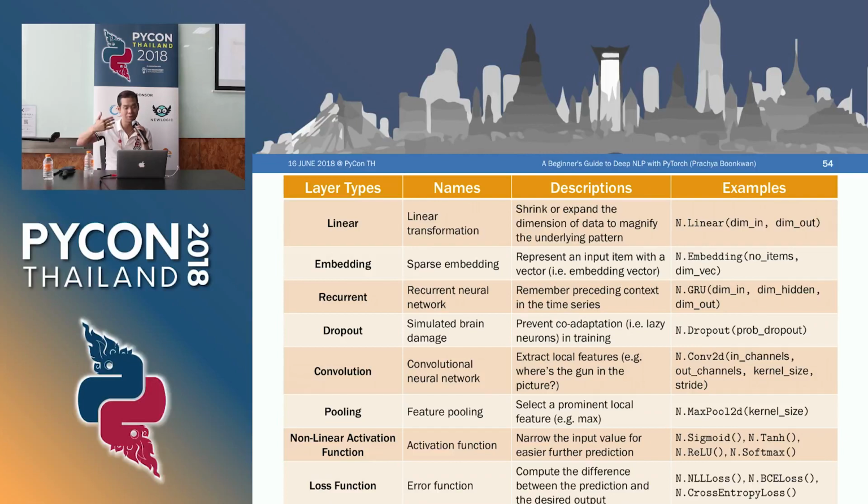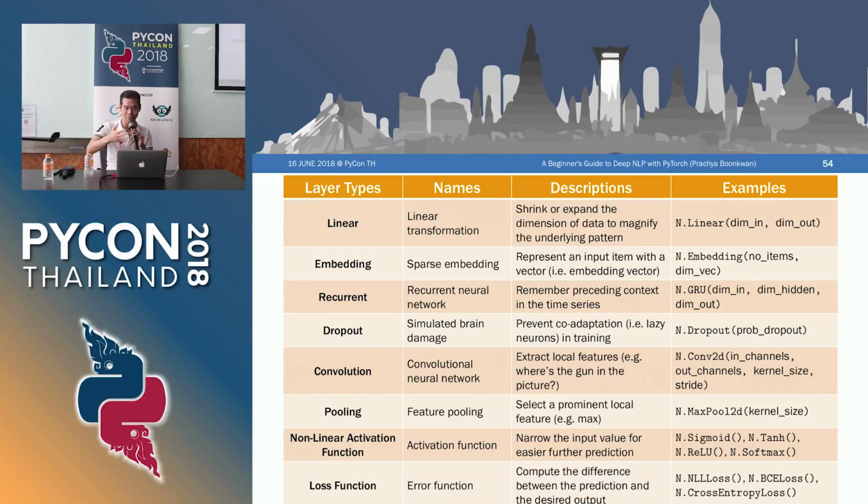And you can also add more activation functions, like sigmoid, hyperbolic tangent, ReLU, softmax, stuff like that. There's a lot more in the collection. And there are also loss functions, like negative log loss, binary cross-entropy loss, and cross-entropy loss. There's a lot of things to do with it. Have fun trying it out.